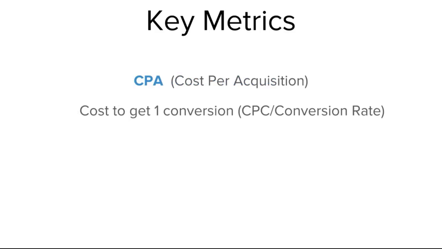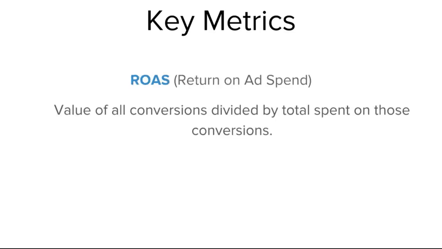And then cost per acquisition is another term that you'll hear me say a lot. It's similar to conversion rate, but here it's the cost to get one conversion. So you take your cost per click and divide it by your conversion rate to get your cost per acquisition. And then here, especially for anybody who has e-commerce, where you can actually track the exact return that you're getting, it's the value of all the conversions divided by the total amount that was spent on those conversions.